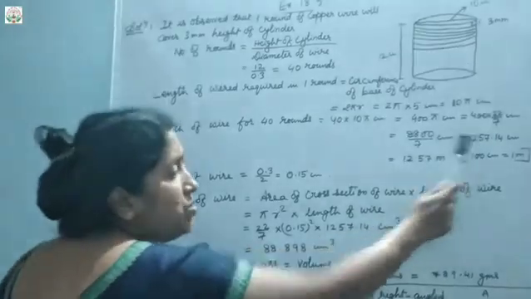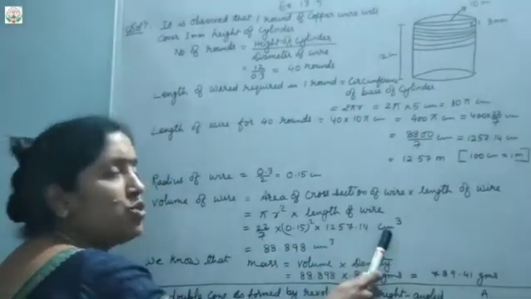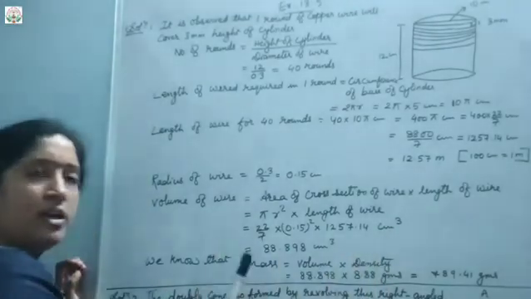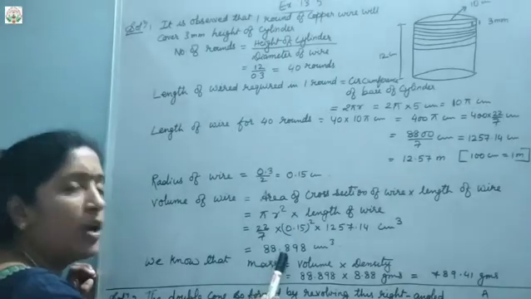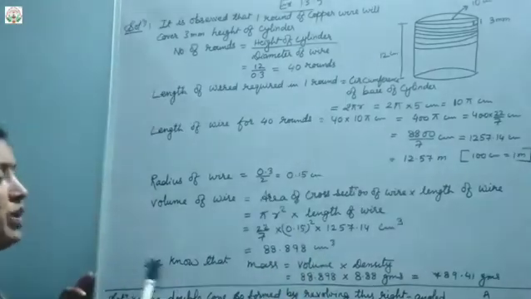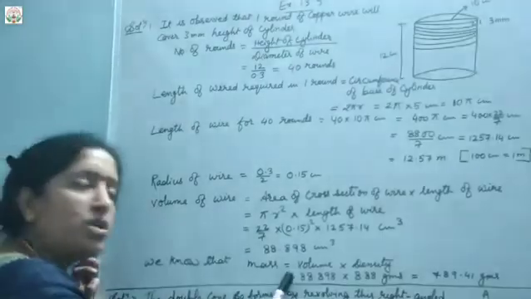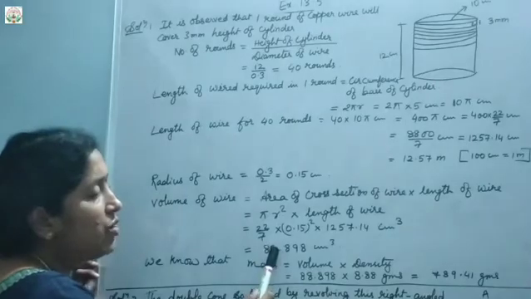So in centimeter, that means 1257.14 cubic centimeter. Right. Now on simplification of this, we will get how much? 88.898 cubic centimeter. Now we know that mass equals what? Volume into density. So now volume is how much? Volume we got how much?